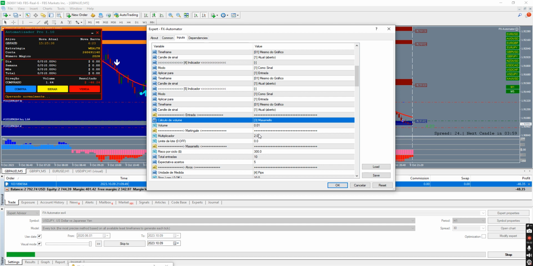So here I put Masaniello, and this volume here does not matter a lot. It is used when you are trading with others, but with Masaniello it does not matter. You don't need to do anything here. But when you use fixed, then you have to put martingale here. You can configure your martingale, if you want it to trade on martingale. So let's talk about this Masaniello, and I'm going to end this video.